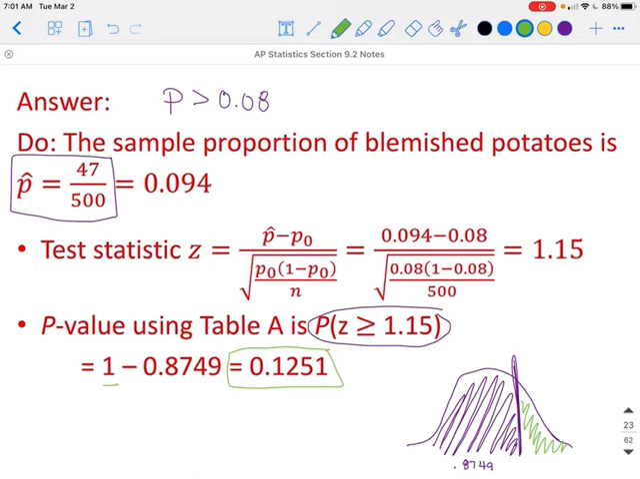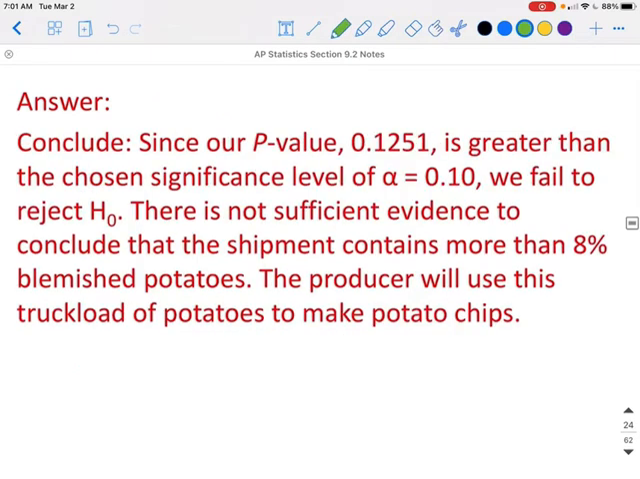Now the alpha level we picked was 0.10. Since our p-value is greater than our alpha level of 0.10, we're going to fail to reject that null hypothesis. There is not significant evidence to conclude that the shipment contains more than 8% blemished potatoes. The producer will use this truckload of potatoes to make potato chips.